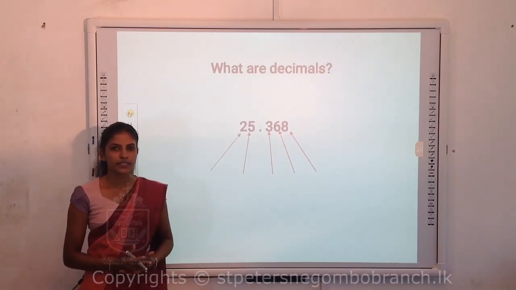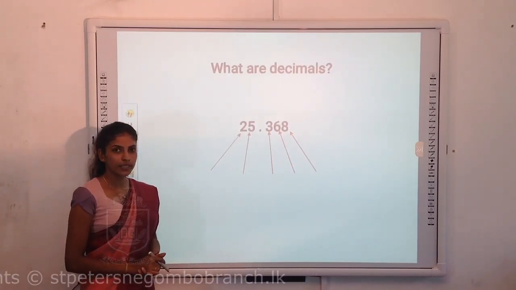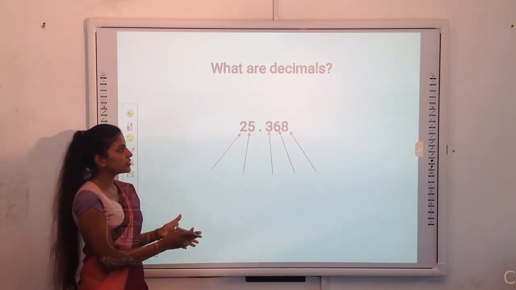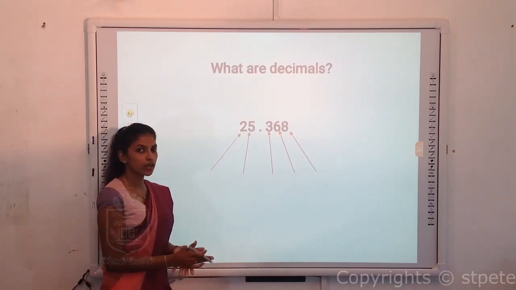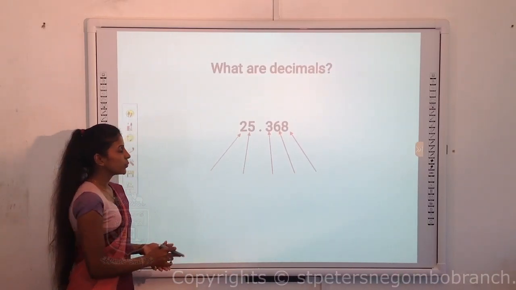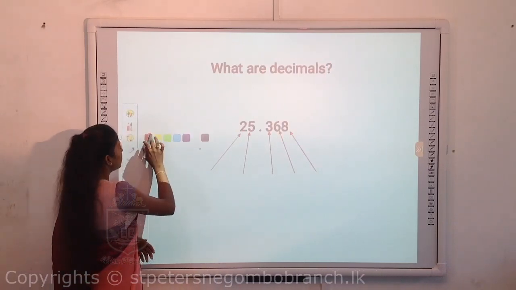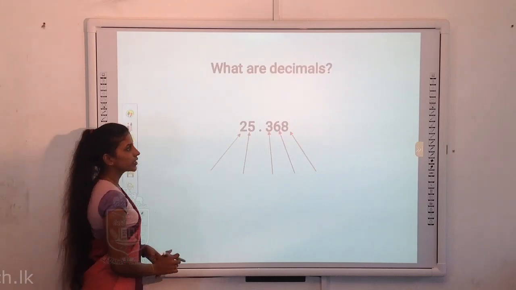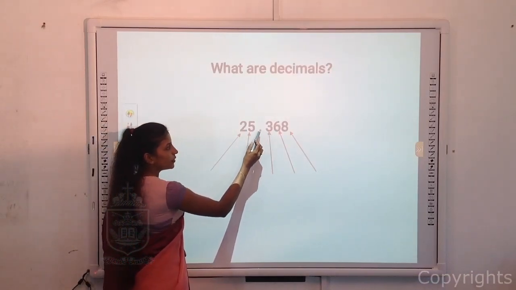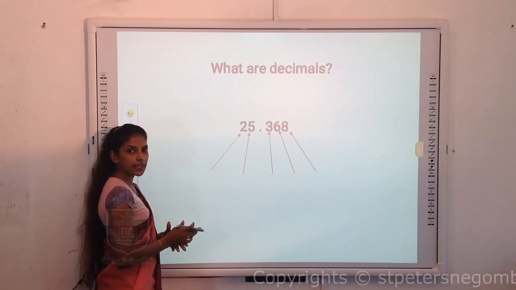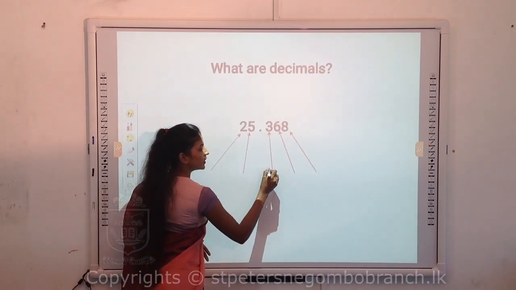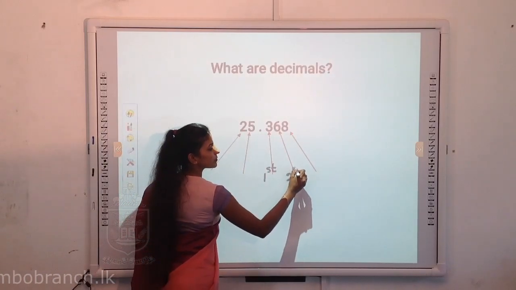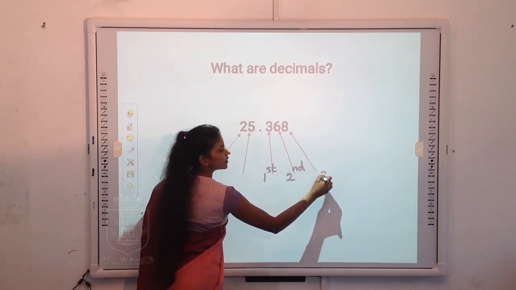Okay, what are decimals? I have written a number here with a point. That is what we call a decimal point. Numbers written in this format are called decimal numbers. In this number, we consider the place values. The first number after the decimal point, we call the first decimal place. This is the second decimal place. And this is the third decimal place.